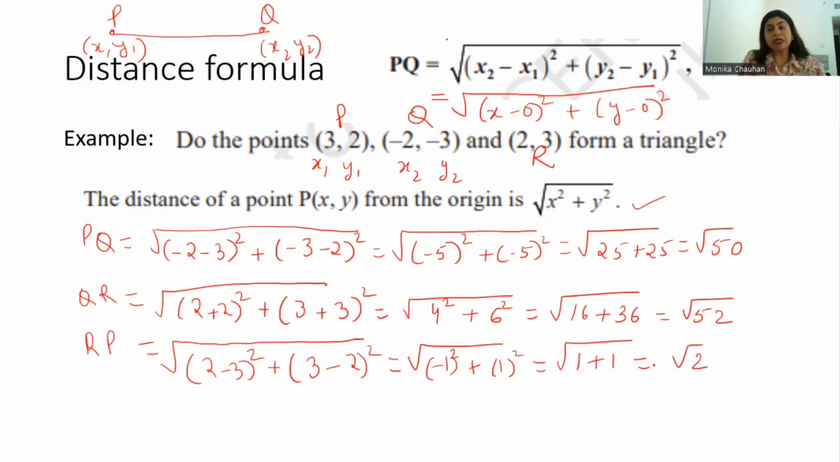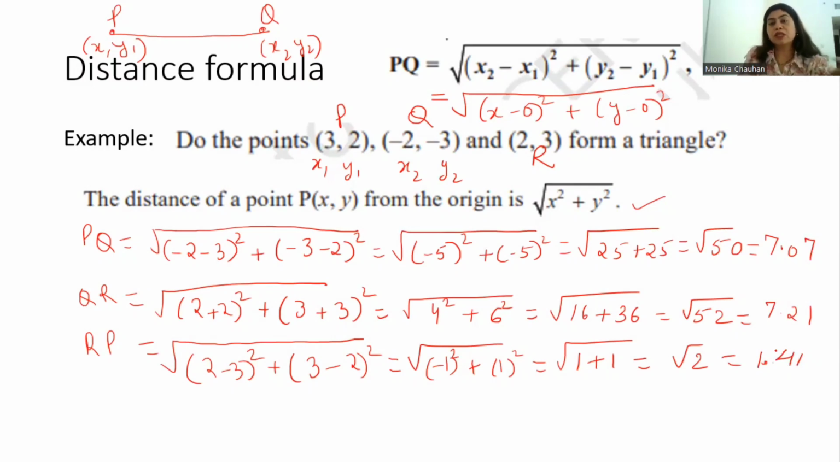Now, in case you want to go further, you can find the square root using a calculator, or if you know the square root by the long division method, you can calculate it. So for this one, it will come to about 7.07. In this case, it will come as 7.21. And this one, you know that it is 1.414.